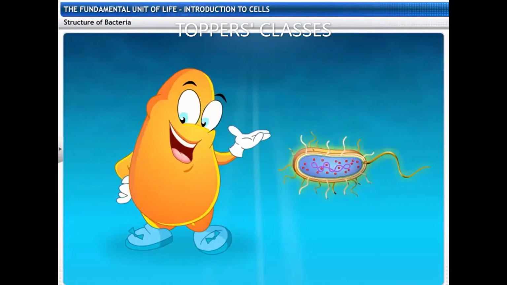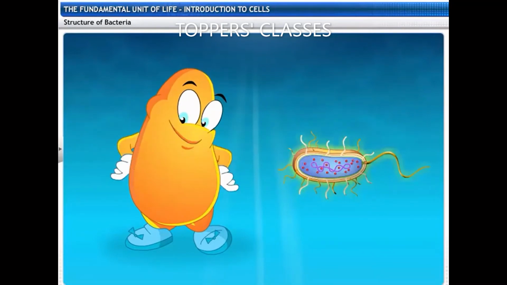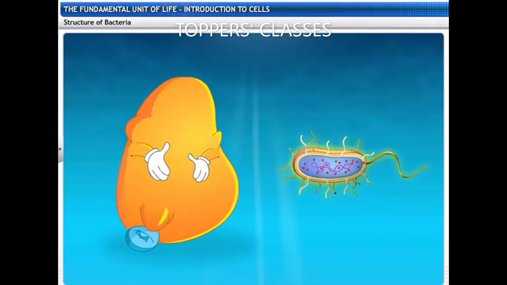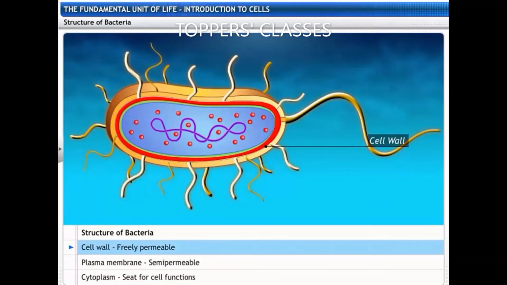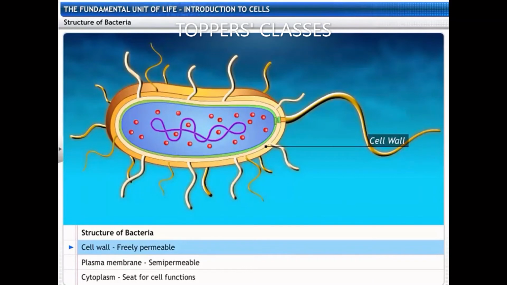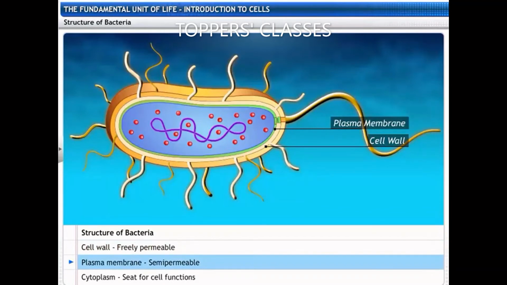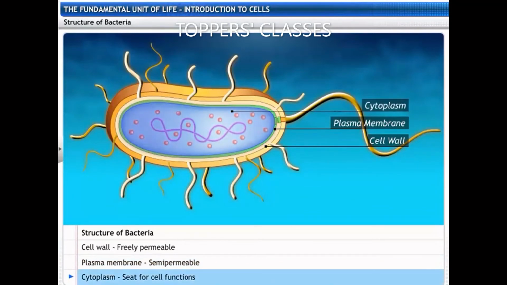Hey, here's a bacteria that is actually prokaryote. Let's take a closer look at it. The cell wall is a non-living layer composed of polysaccharides and proteins. The plasma membrane is a living membrane made of lipids. It is selectively permeable. Hence, it transports ions, nutrients, and wastes across the membrane. The cytoplasm is a clear, thick, jelly-like material that forms the seat for all the cell functions.